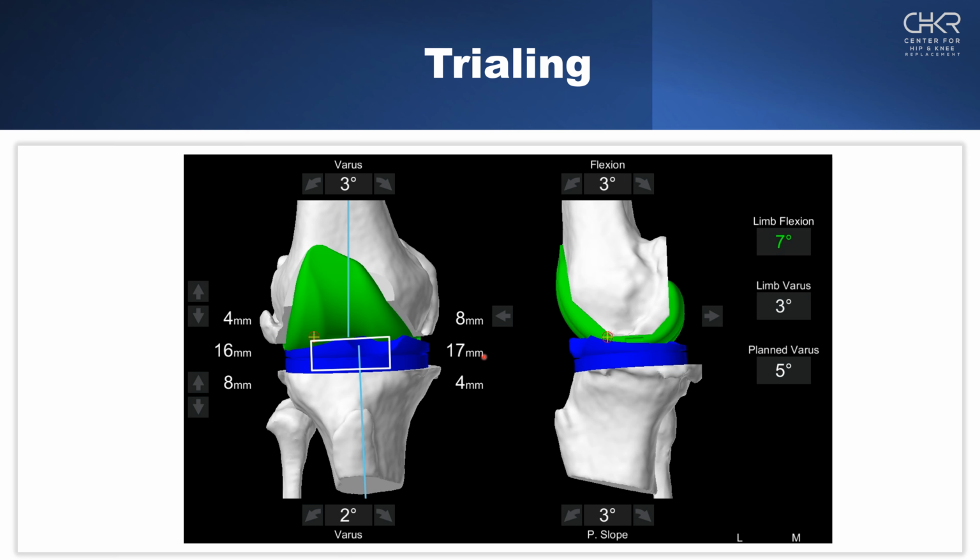It's still tight. I want to get another 3 degrees of extension. So I need to open this up by about 1.5 millimeters. So I'll start making some fine tuning.